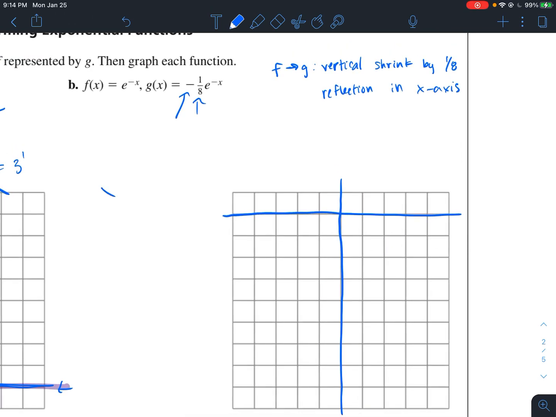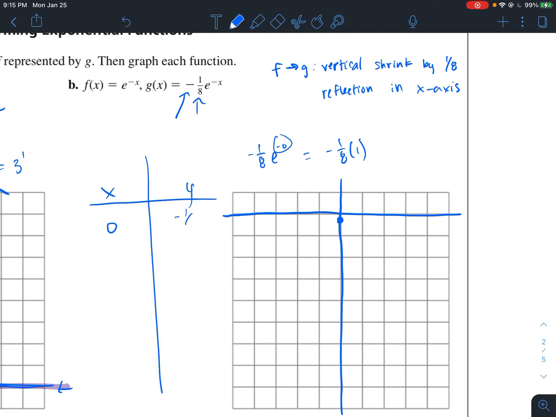Now if I create an x and y table, and I plug 0 in for x, I get negative 1 over 8 e to the negative 0. This is just 0, and anything to the 0 power is 1. So this is going to be negative 1 over 8 times 1, which is negative 1 over 8, and that's going to be a really small value. So something like that. So negative 1 over 8.